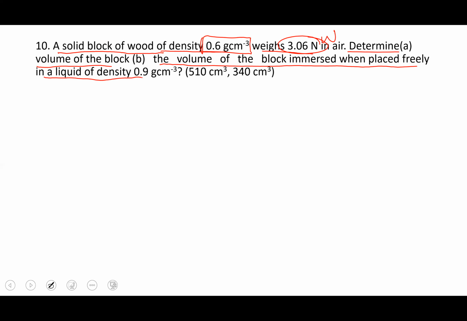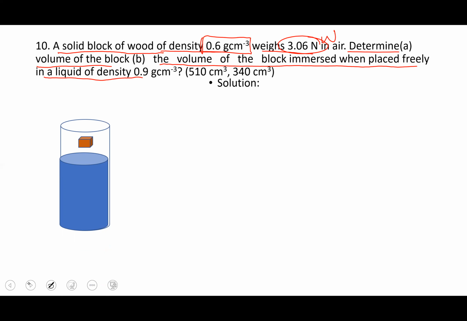Now there are two situations: when it was in air, we have to determine the volume of the block, and we have to calculate what is the volume of the block immersed when freely in the liquid of density 0.9. First of all, we have the density, which is 0.6 grams per centimeter cube. We have the force, which is 3.06 newtons.